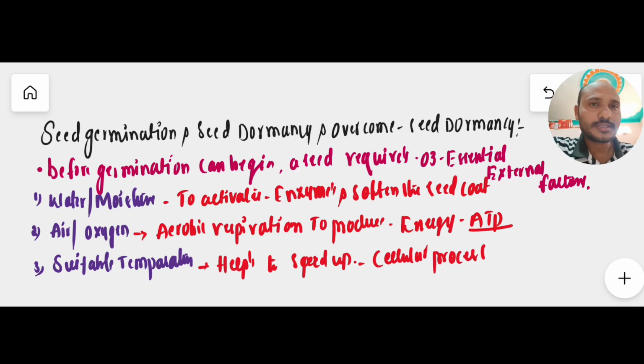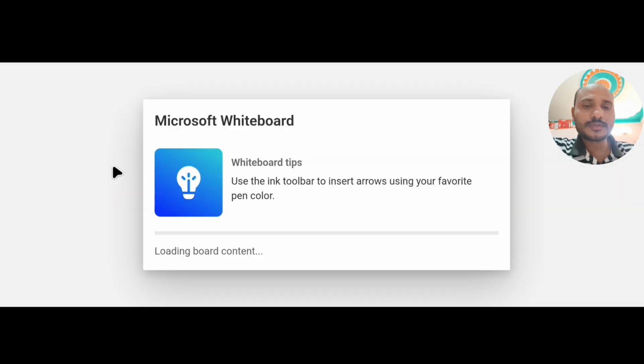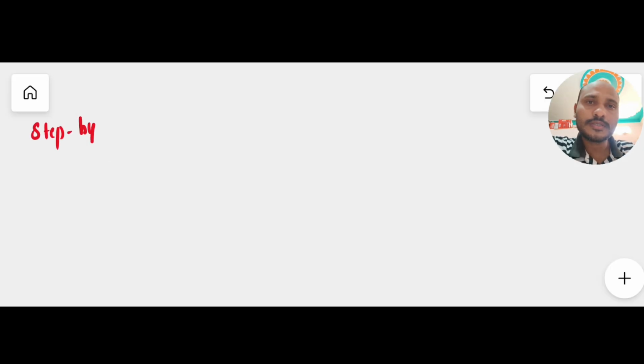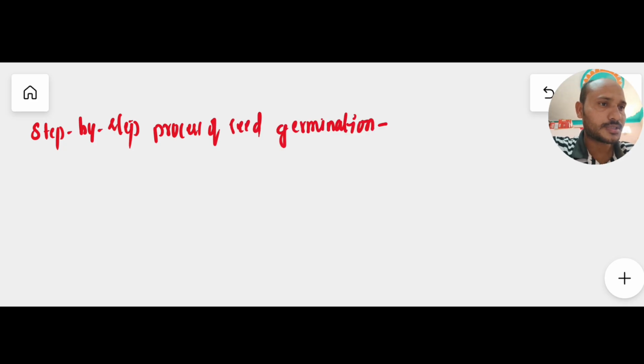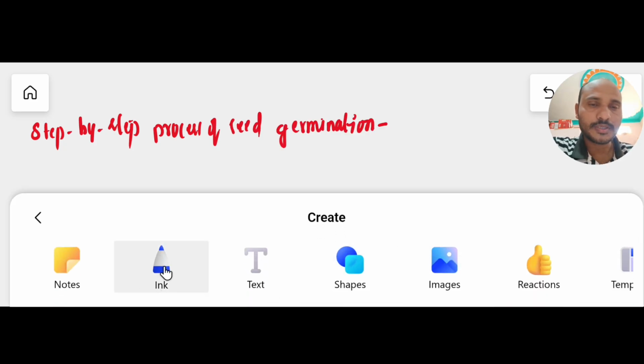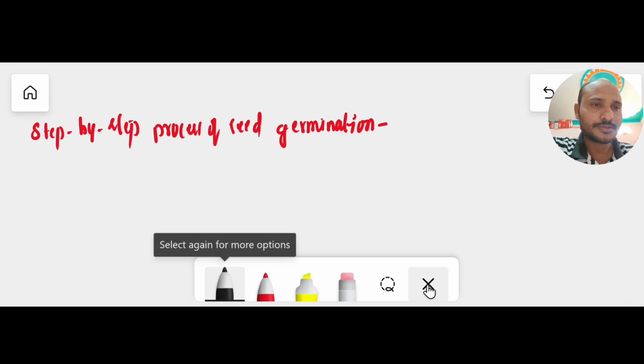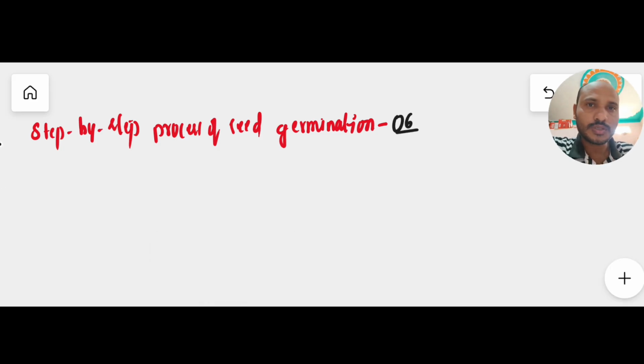Now we will discuss step by step how a seed gets germinated. Generally there are six steps involved in the process of seed germination. Now first, we move on to the first step, that is imbibition. We can also use another term, absorption of water.